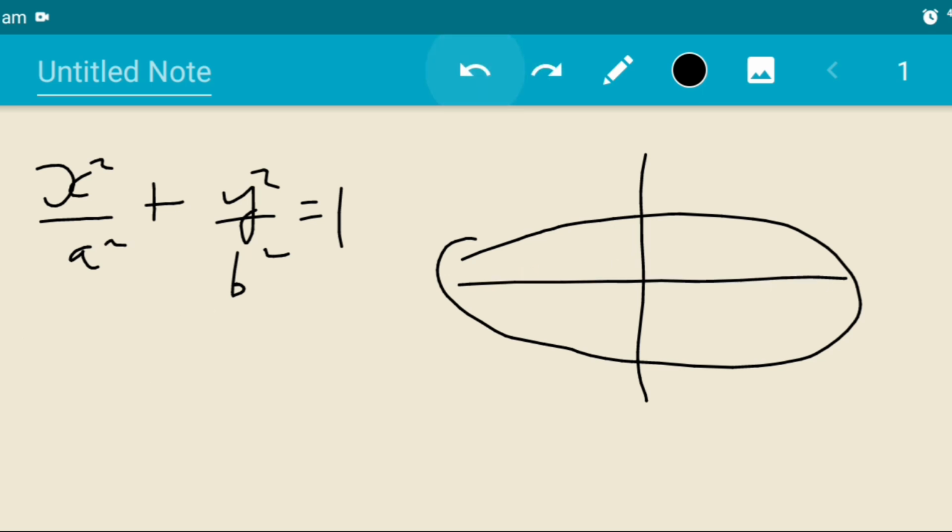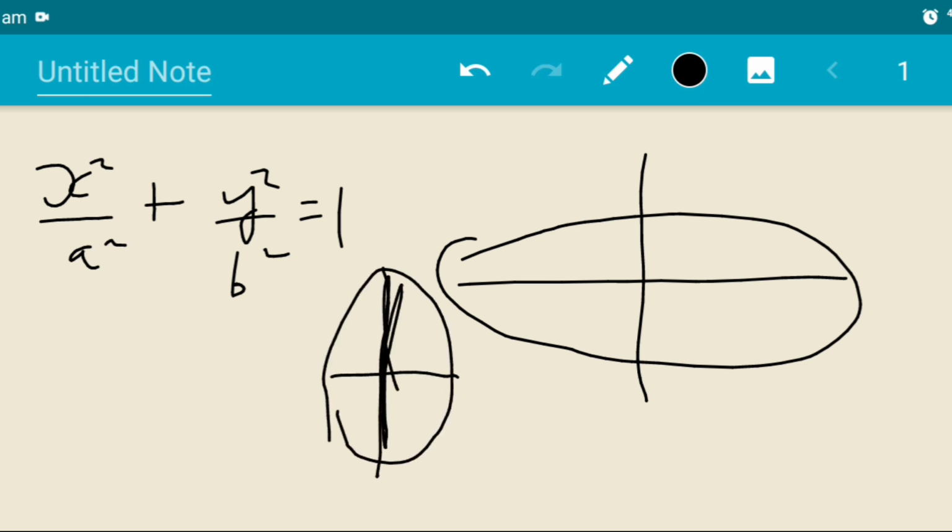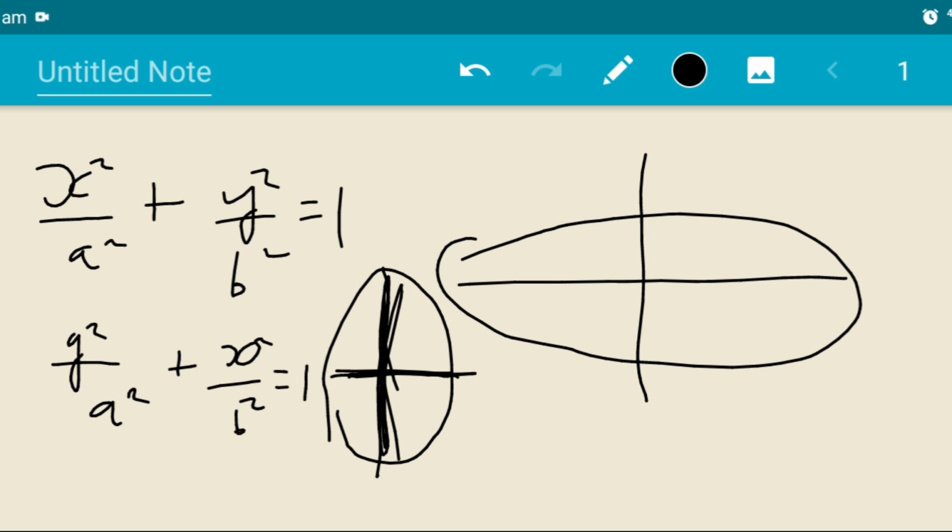If your ellipse was to be oriented like so, where your major axis is in the y and your minor axis is in the x, your equation would have been y squared over a squared plus x squared over b squared should be equal to 1. Okay, so that would have been the case.